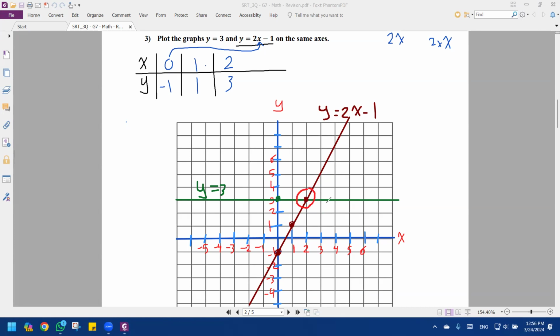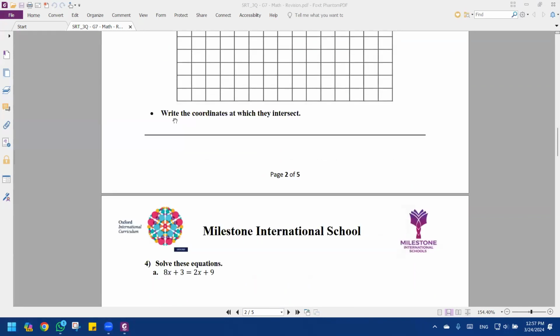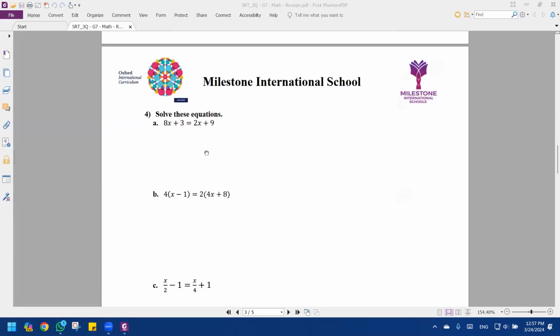So now the question asked me to write the coordinates of this point. As we said, the coordinates in brackets, we start with x first. X is 2, and then y, which is 3. So this is the point of intersection. Okay, so here it's (2, 3).